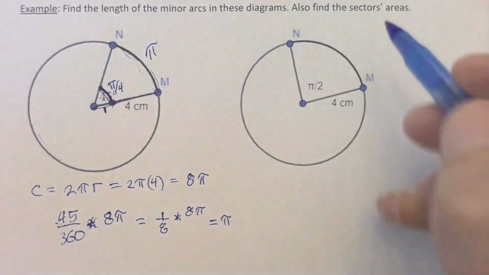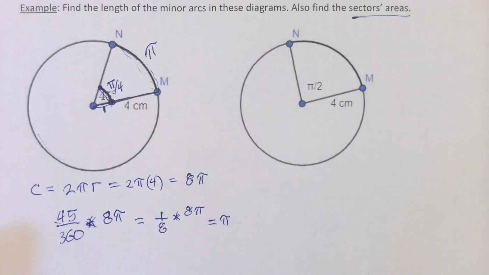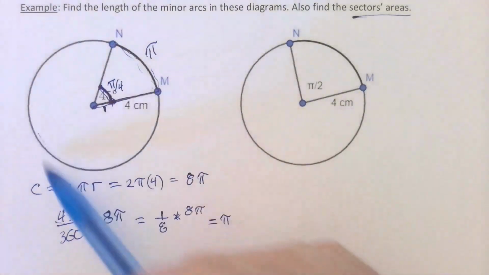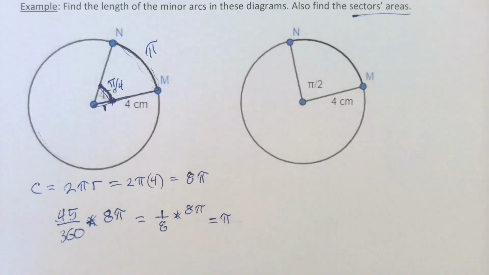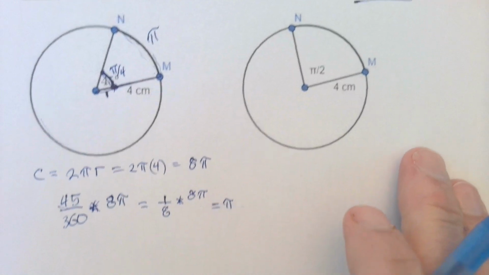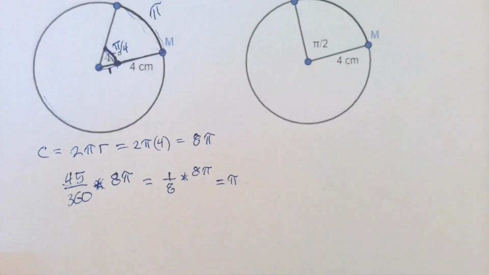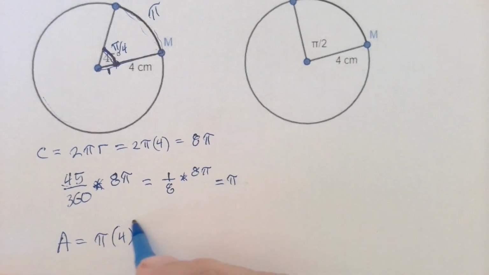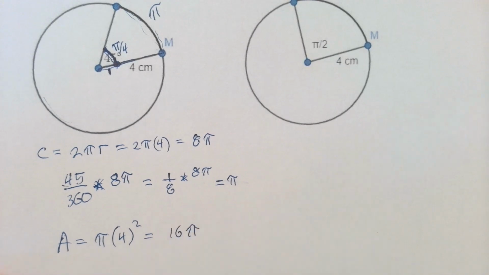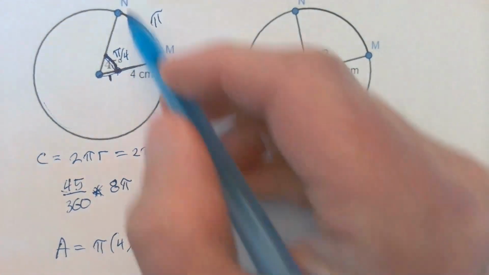And then I'm supposed to find the sector's area. I think I'll just give you a formula for that without a lot of explanation. It could be done where I find the area of the circle and then just use that fraction again to reduce it. Yeah, that might be the easiest way to go about this. So let's take the area of the circle. That's pi r squared. Pi r squared in this case is pi times 4 squared. That's 16 pi. And then that's the area of the whole circle.